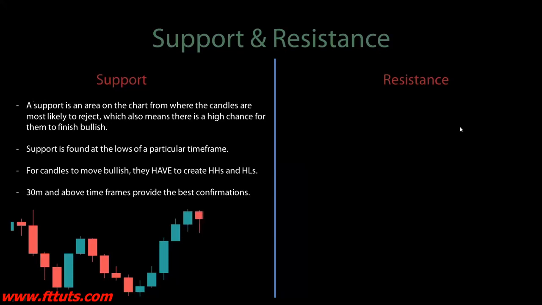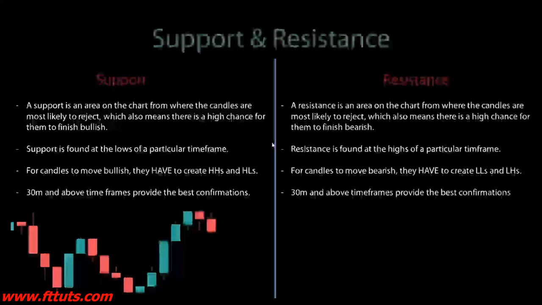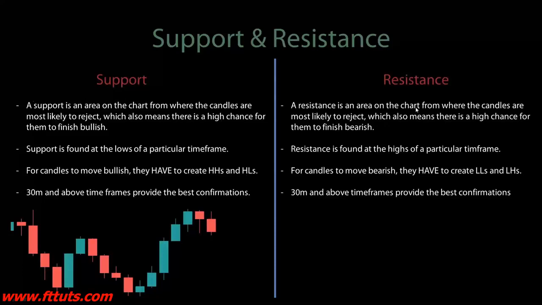So now we're talking about resistances, right? A resistance is an area on the chart from where candles are most likely to reject, which also means there's a higher chance for them to finish bearish, right? In the same way, when we're talking about time frames, resistance is found at the highs of the particular time frame. For candles to move bearish, they have to create lower lows and lower highs.